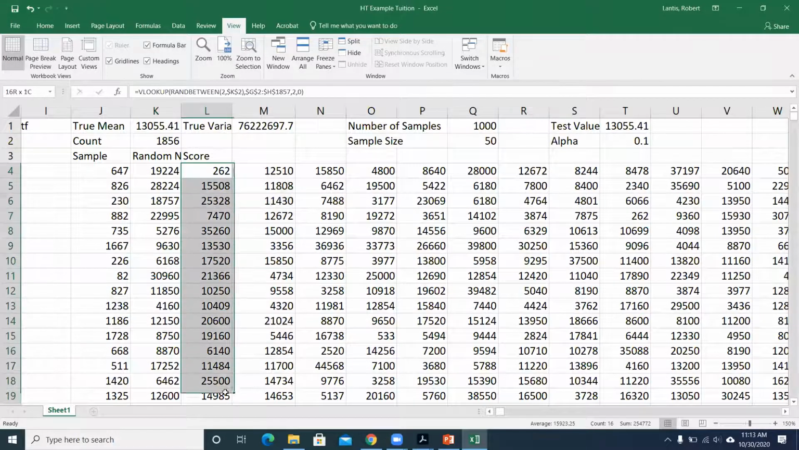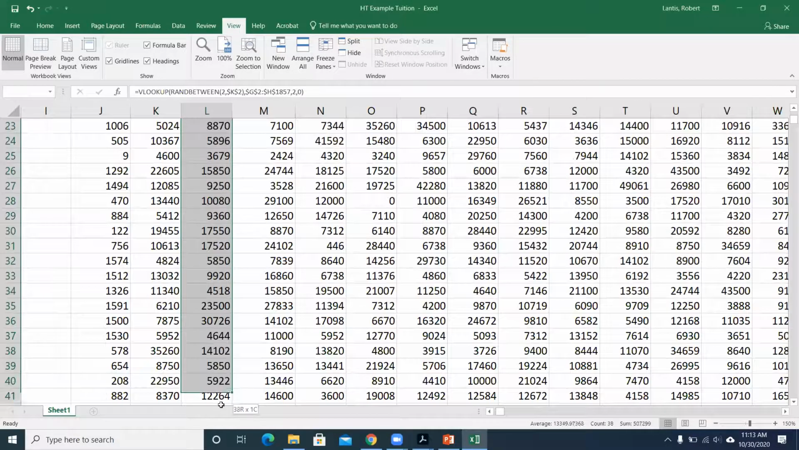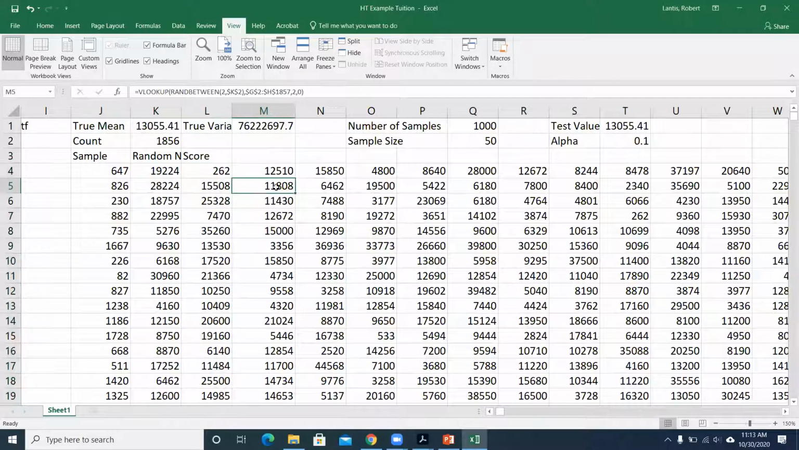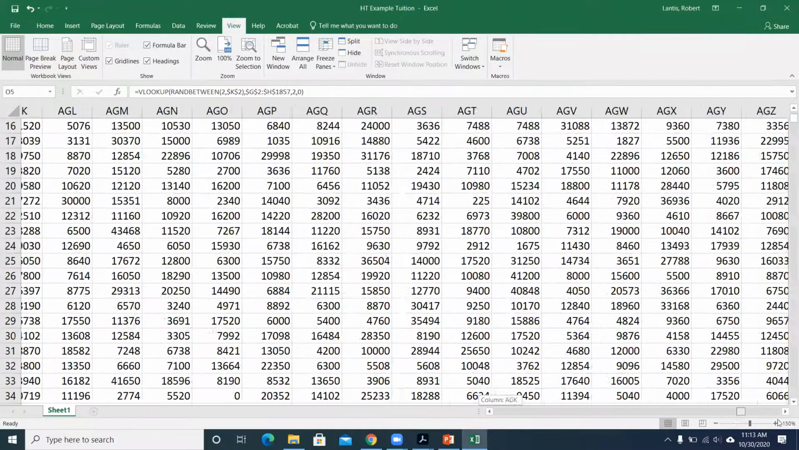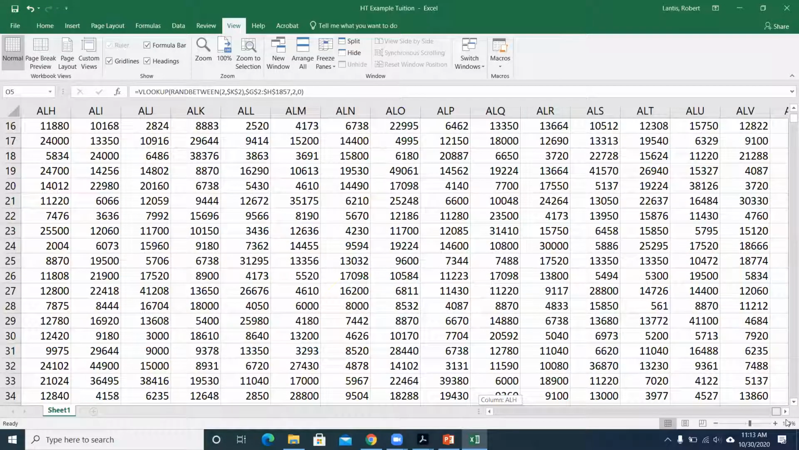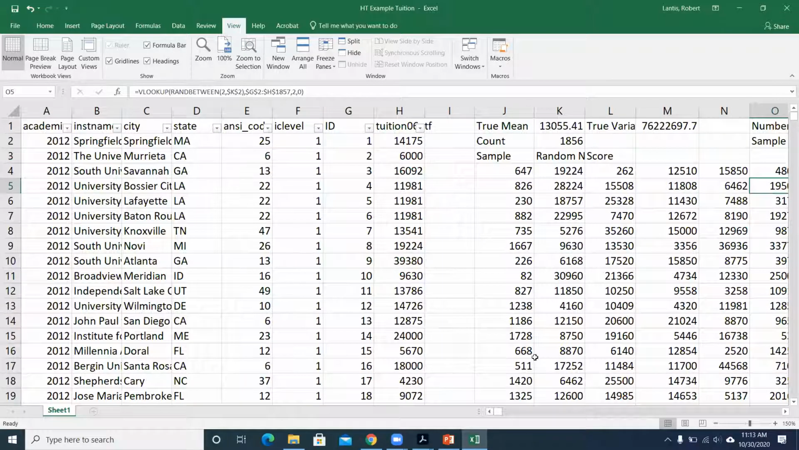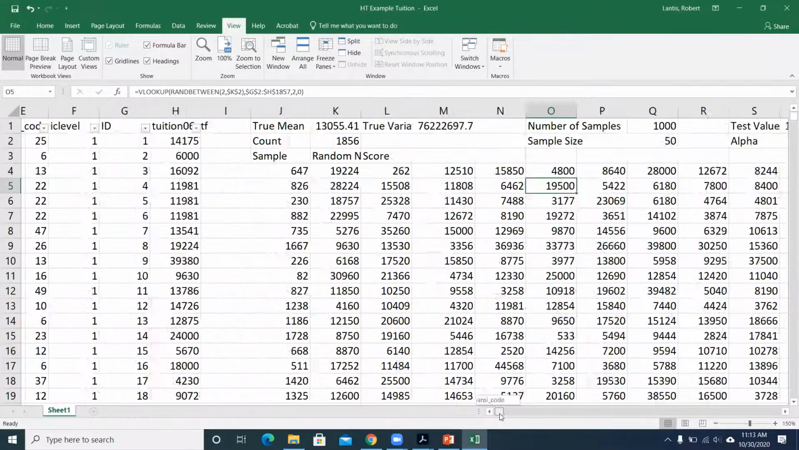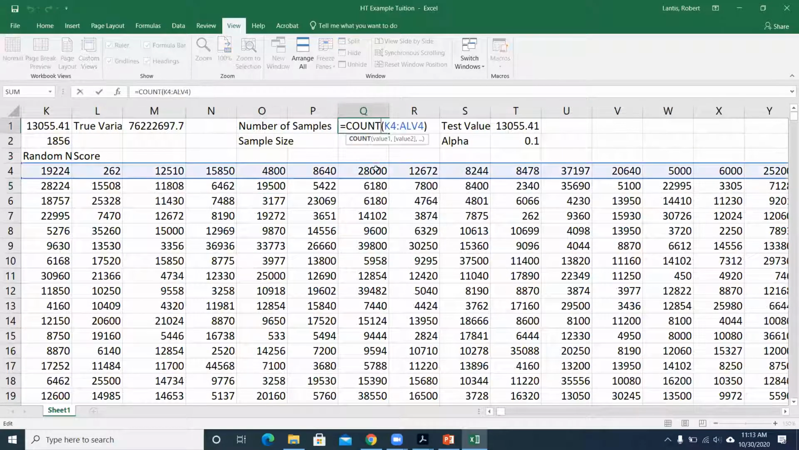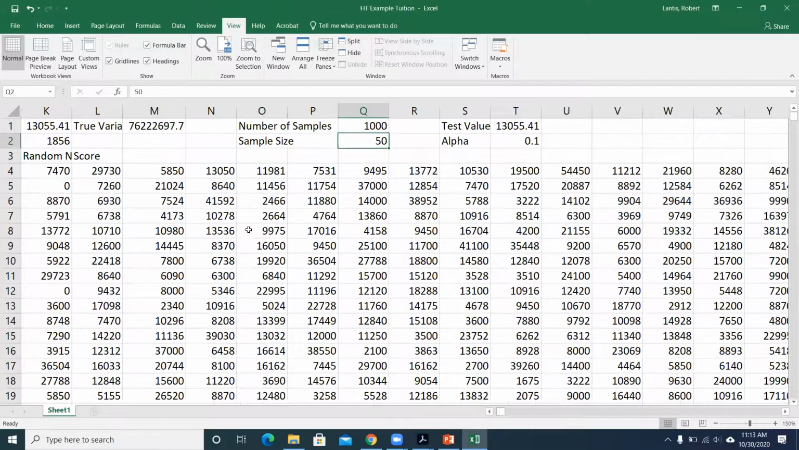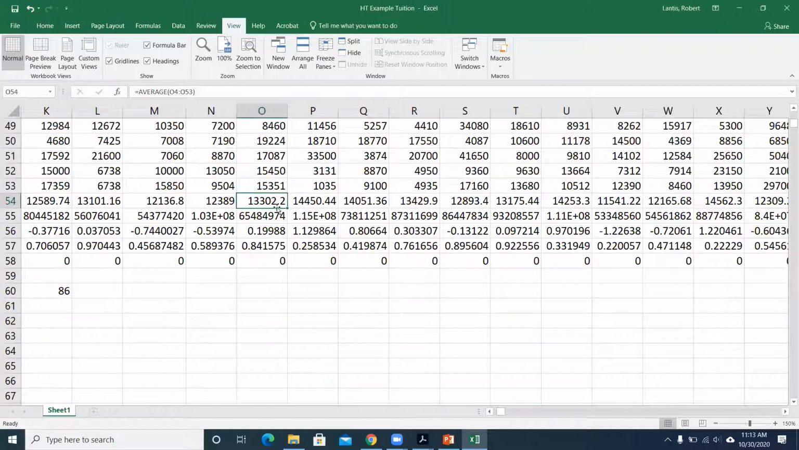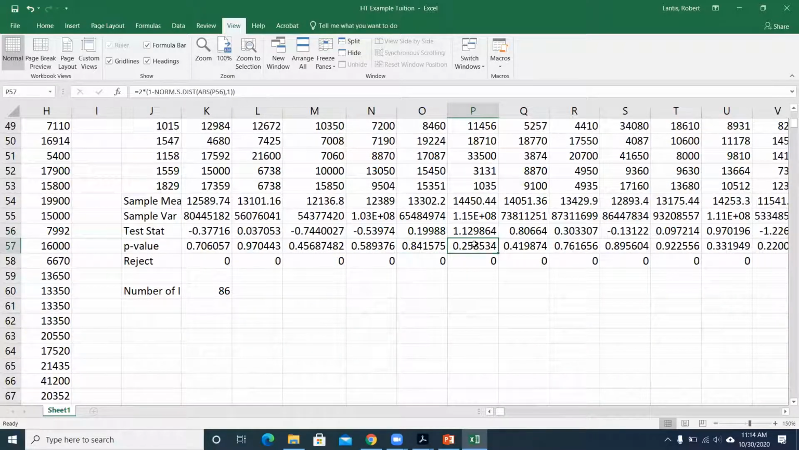I then got another 50 random schools, another, so on and so forth. And I did that 1,000 times, right? So I have 1,000 different samples here, all of size 50. Here, let me see, there it is, right? So if we're counting up the number, I have 1,000 samples here, all of size 50. For each one, I found the sample mean, found the test statistic, then the p-value, and then I made my rejection decision, okay?